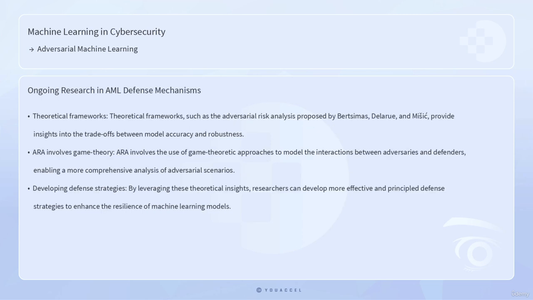In addition to these defense mechanisms, ongoing research in AML focuses on understanding the theoretical underpinnings of adversarial attacks and defenses. Theoretical frameworks, such as the adversarial risk analysis proposed by Bertsimas, Delarue, and Misic, provide insights into the trade-offs between model accuracy and robustness. ARA involves the use of game-theoretic approaches to model the interactions between adversaries and defenders, enabling a more comprehensive analysis of adversarial scenarios. By leveraging these theoretical insights, researchers can develop more effective and principled defense strategies to enhance the resilience of machine learning models.